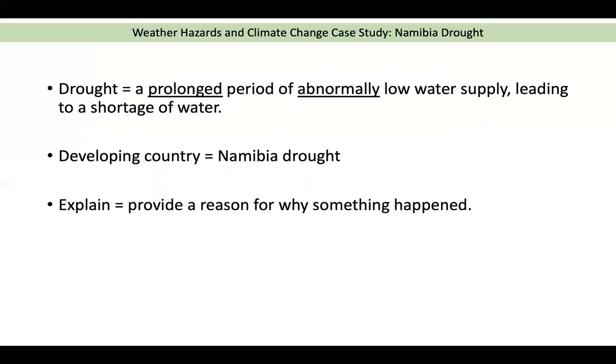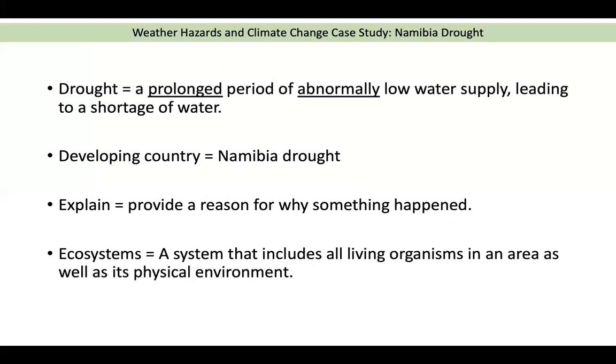Developing country, well, our example here is the Namibia drought. Explain, remember, we need to provide a reason for why something happened. So here we're providing a reason for why that impact occurred. Finally, ecosystem. An ecosystem is a system that includes all living organisms in an area as well as its physical environment, so anything that supports those living organisms to survive.